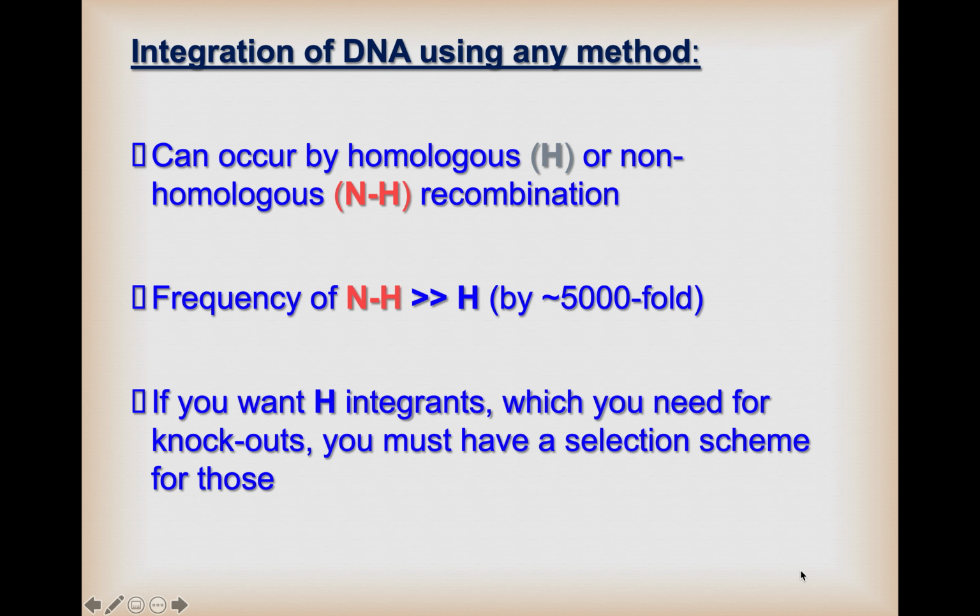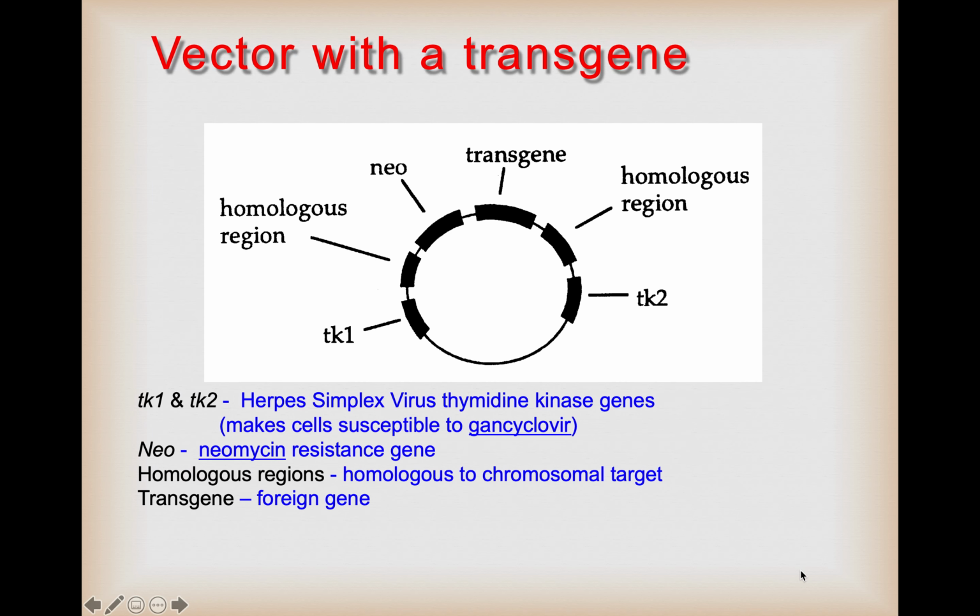So if you want to get homologous recombination on the integrant, which, like I said, is needed for knockouts, you have to have a selection scheme for those, which means you need a very targeted method and approach. So let's have a look at an example of a transgene for producing a transgenic animal, incorporated into a vector.